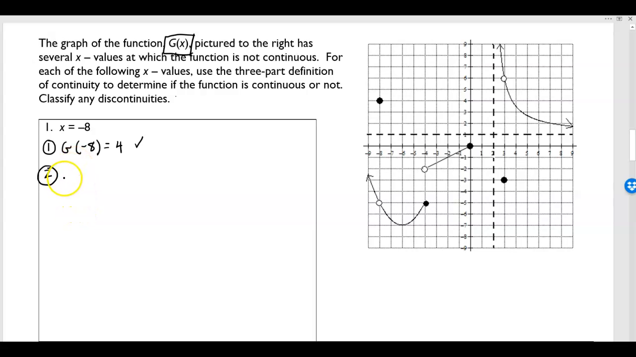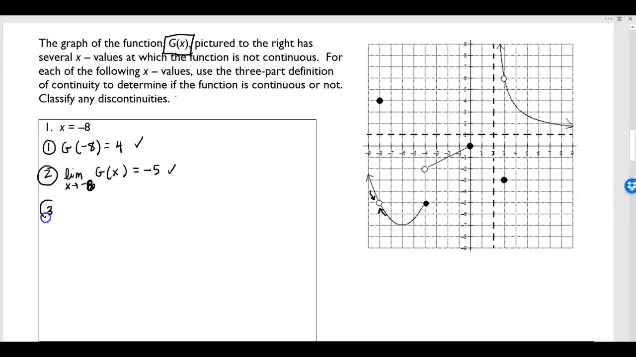The next thing I want to do is find the limit as x approaches -8 of g of x. Sorry, I wrote infinity, I meant an 8. Remember that in order for that limit to exist, the left and the right sides have to match up. So when I'm looking at -8, I see the left side is approaching -5, the right side is also approaching -5, so this answer is -5. So my limit exists. I'm good to go.